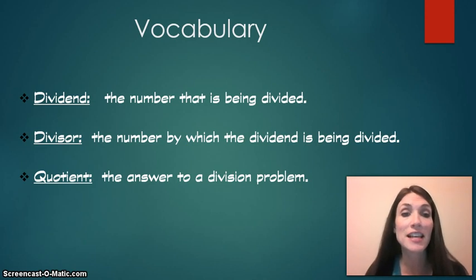Vocabulary: dividend, the number that is being divided. Divisor, the number by which the dividend is being divided. And quotient, the answer to a division problem.